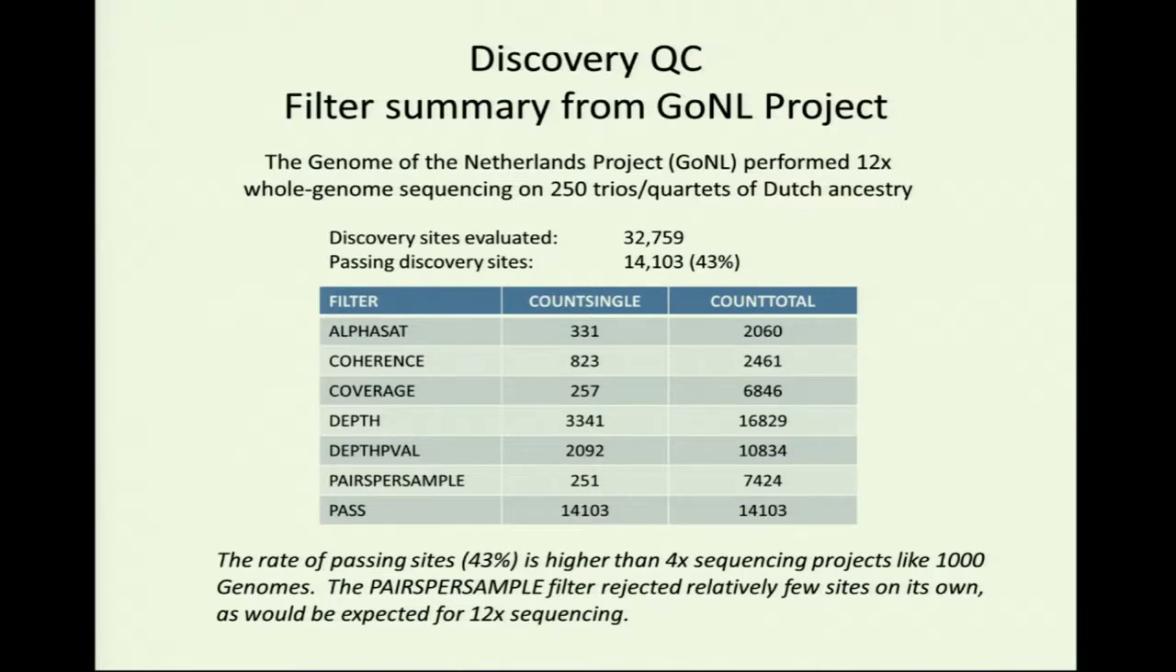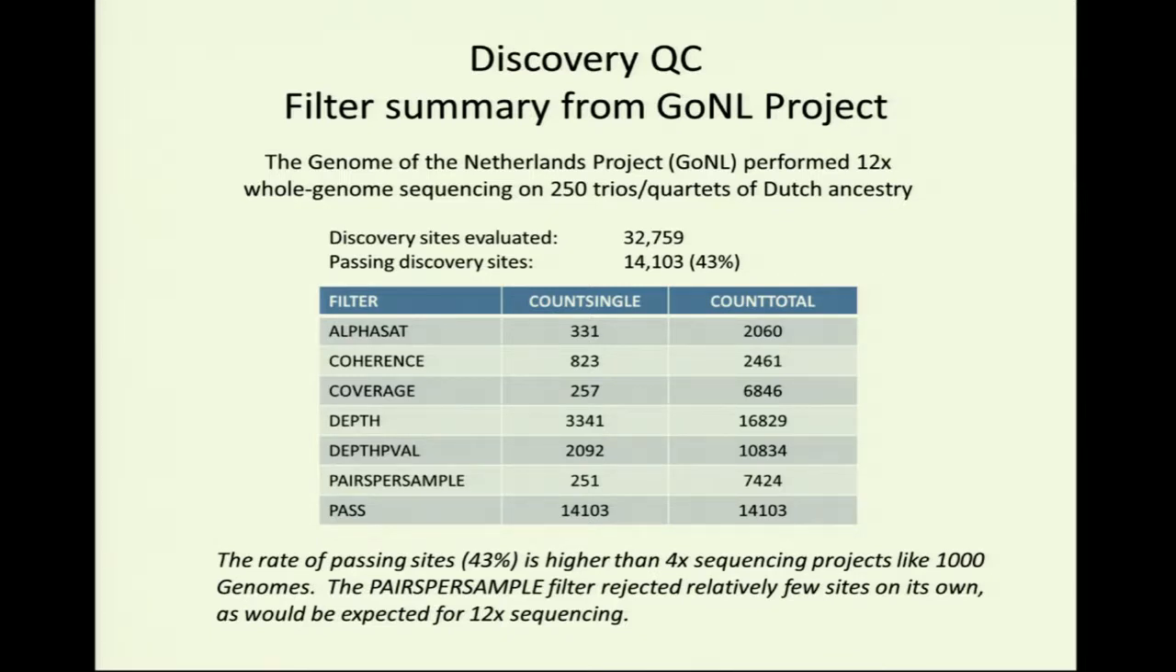In terms of understanding the output from discovery, this is an example from the GoNL project. This is mostly just to emphasize that in GoNL, from the 250 trios, if you look at the discovery VCF, 32,000 sites were analyzed. People will look at this output VCF and say, well, there's 32,000 sites, why are you saying only 14,000 are passing? That's because most of these sites are where chimeric molecules happen to line up, or there were repeats in the genome, and we've decided they just aren't true deletions.